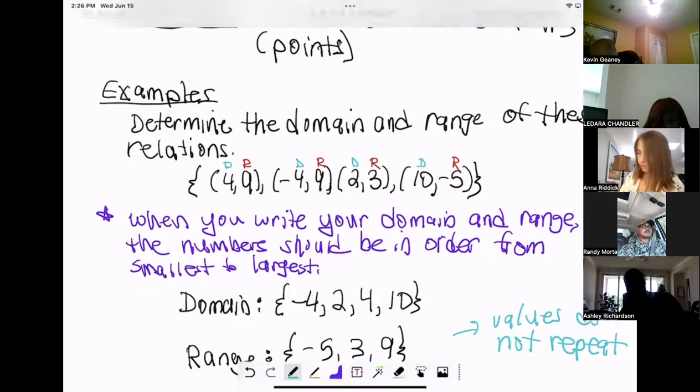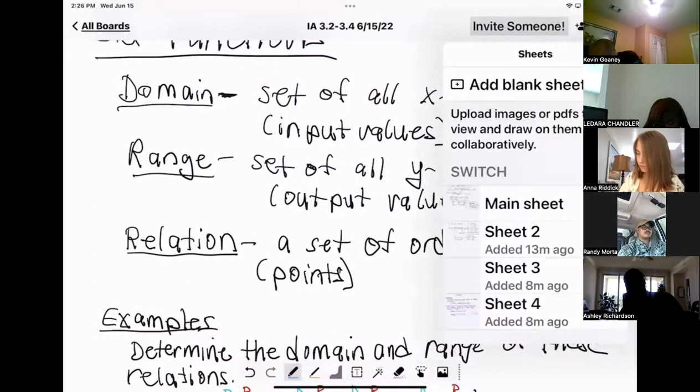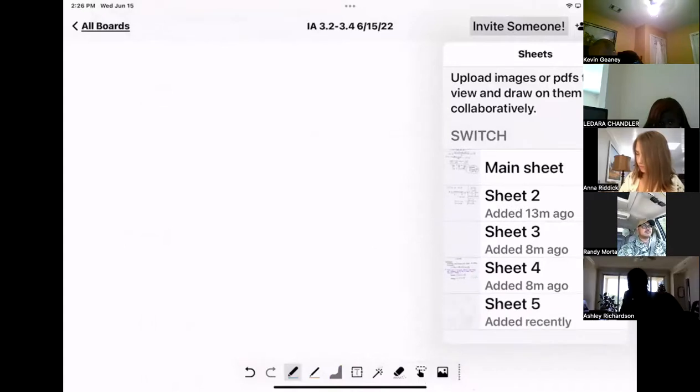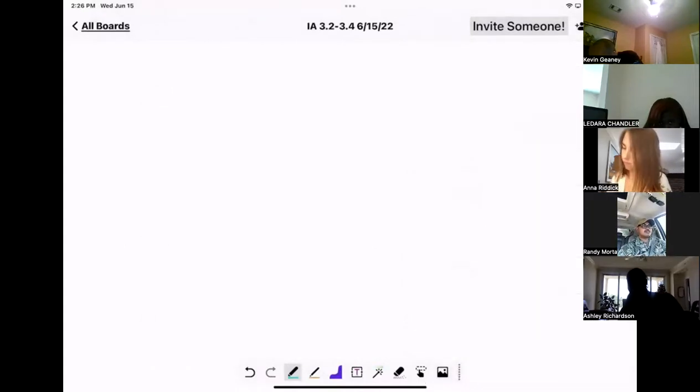Okay, I'm going to add a new page. They don't always have to look like ordered pairs, even though they are ordered pairs, they're still input and output values. So sometimes they're a little different, like this.